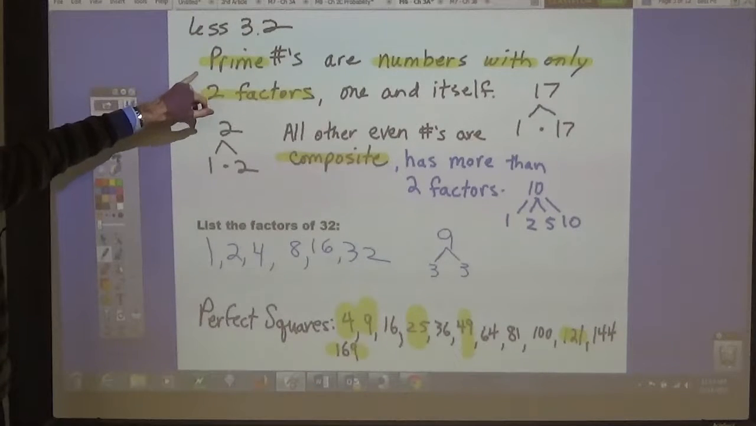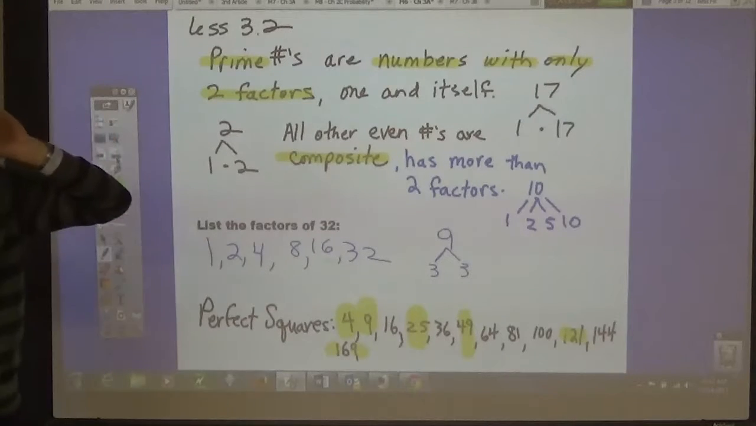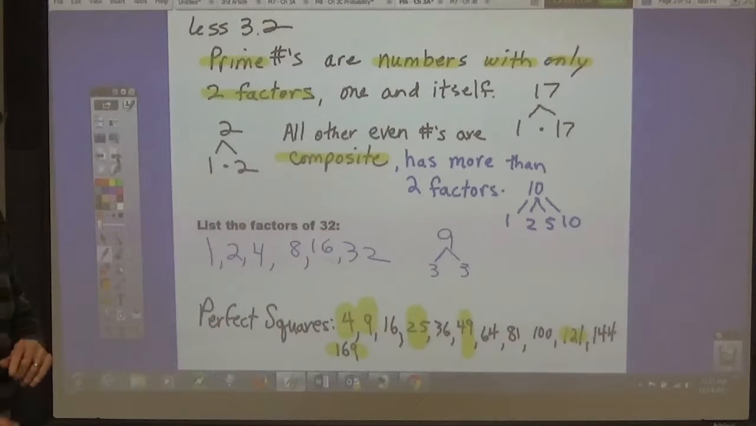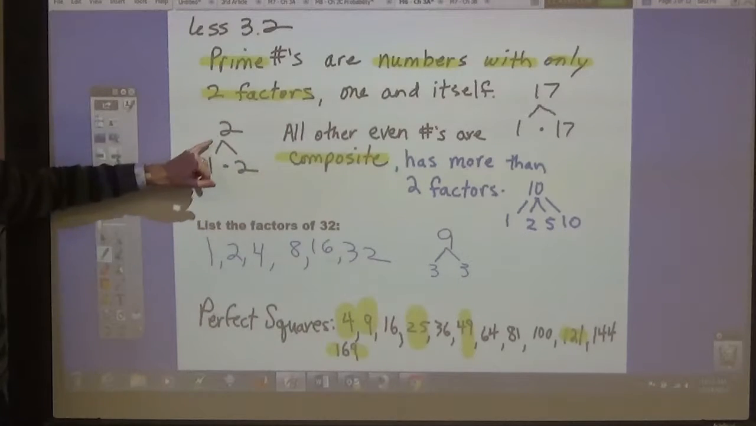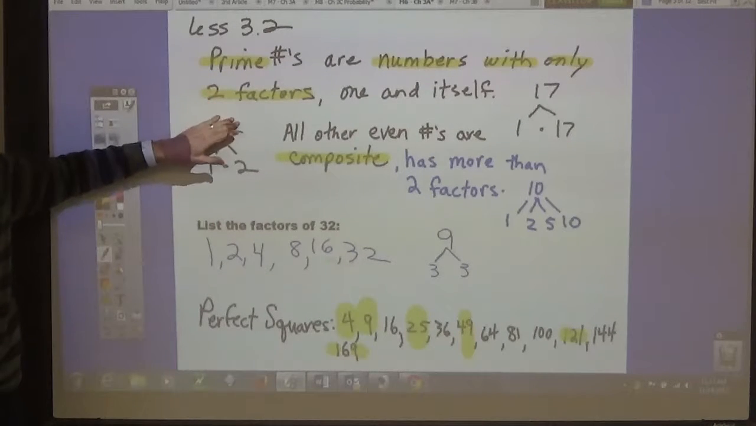In lesson 3.2, we talked about prime and composite numbers. What's a prime number again, Tyler? A number that only has two factors: one and itself. Okay, what does that mean? Matt: It means nothing can go into it, just itself and one. Yeah, exactly. No other numbers can go into it other than the number listed and 1. So if that's the case, then that number is called prime.